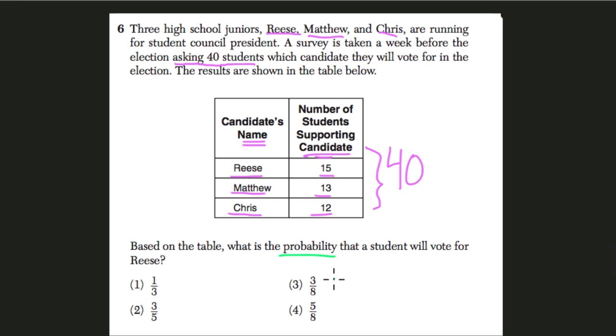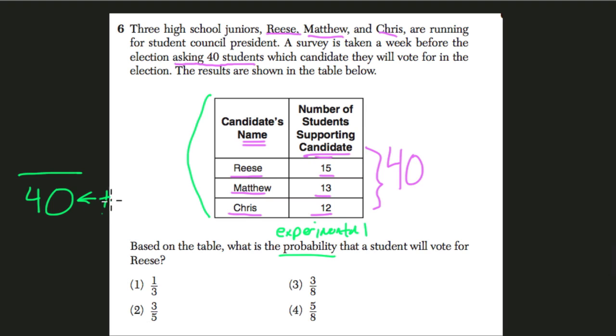vote for Reese? Here what they're really asking is about experimental probability, which means based on the survey, and this entire survey right here, and that's what we're using as our source, how likely is it that a certain event will happen? So in this case, we're looking at Reese. So probability for an experiment, you have a total number of trials in your denominator, and that's 40 right here.